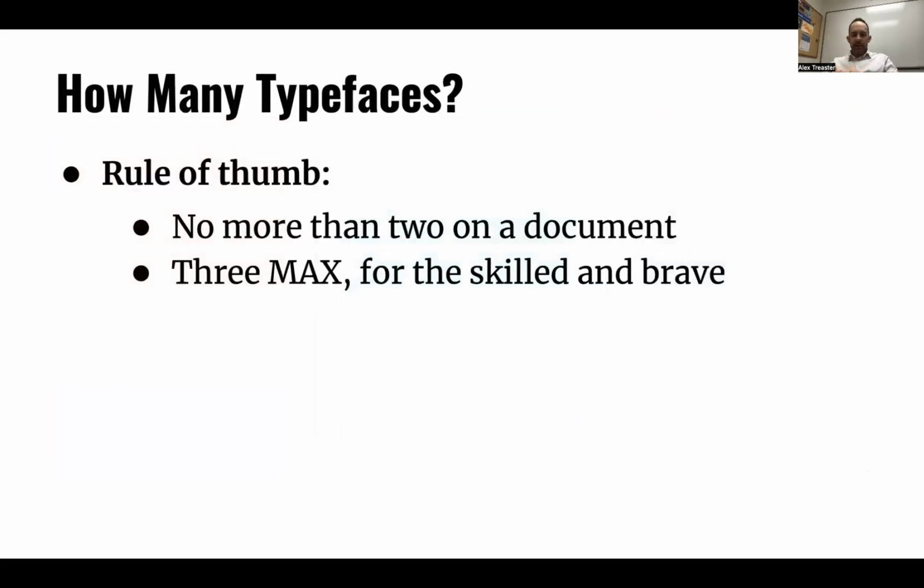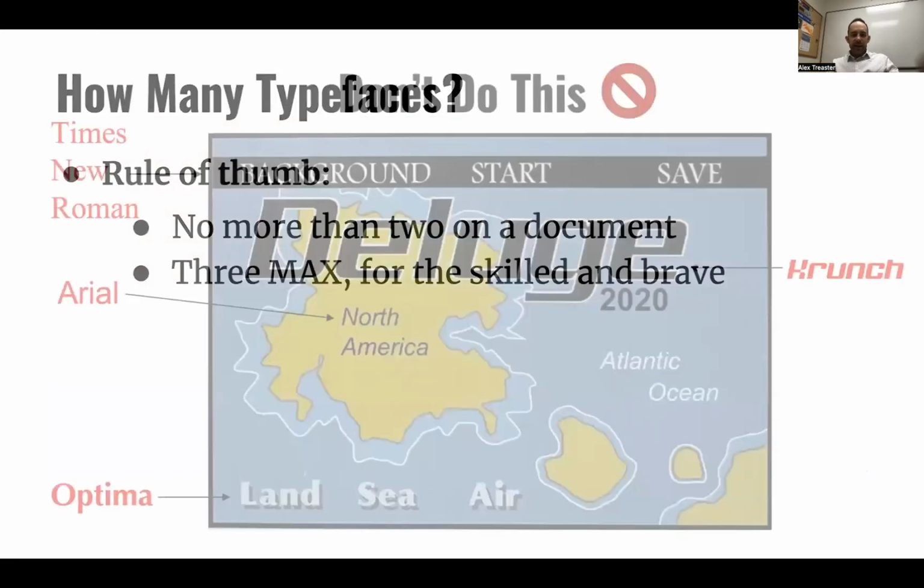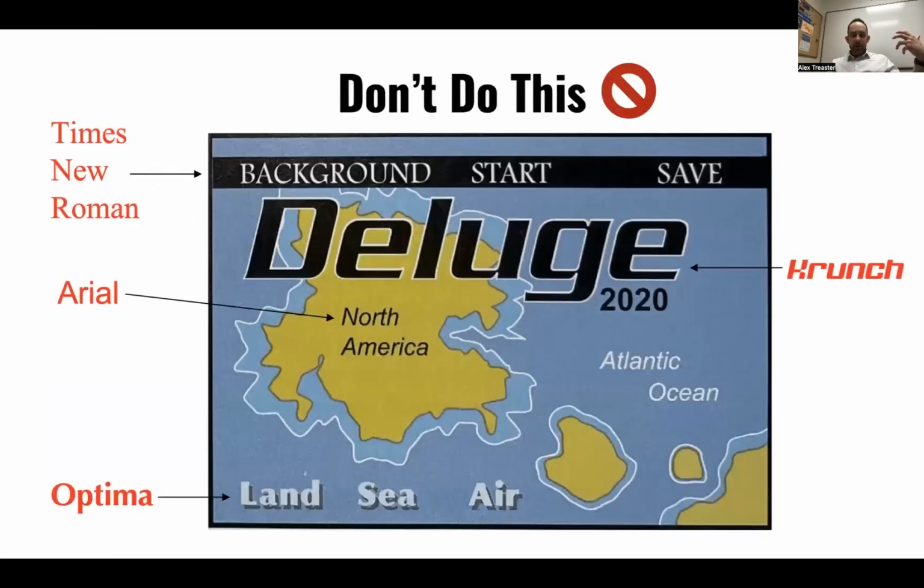So here is another pro tip that I would suggest when you're thinking about how to design a layout. A general rule of thumb is to not use more than 2 fonts on a document. And if you're really skilled and brave, you can do 3 max. But again, that might complicate things a little bit. So if you have more experience with type design, go for it. But your life is probably going to be a little bit easier by just sticking to a couple of different fonts. And this is an example of what we want to avoid.